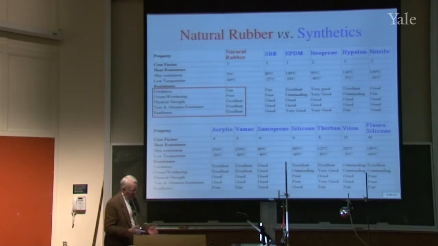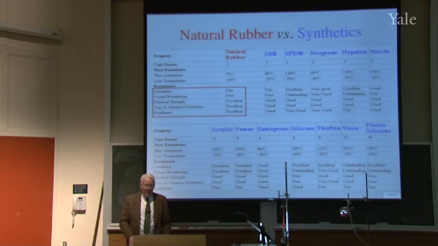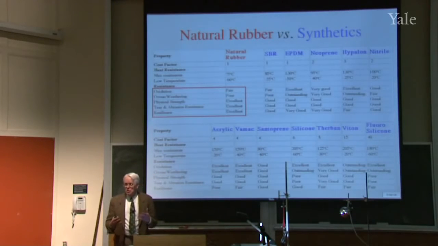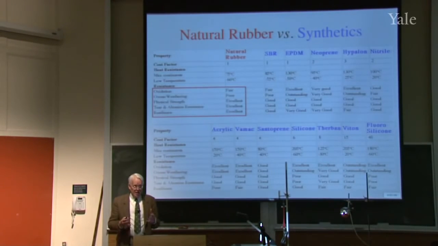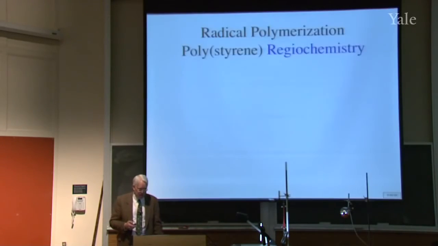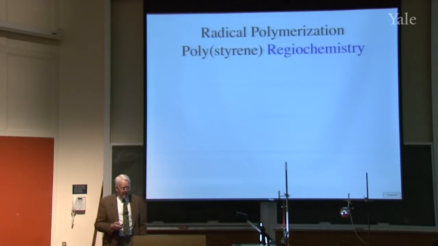And also an important one that's not listed here is how they interact with oil or something like that. Natural rubber is very bad with oil, but some of these others, like neoprene, are much better. So designing a tire for your car is a very complex thing, to mix different polymers to get exactly the properties in different parts of the tire that are necessary.